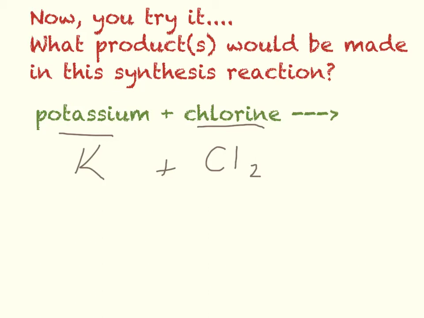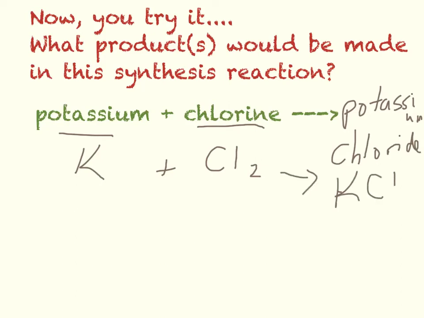So hopefully you came up with combining potassium with chlorine would give you a molecule of potassium chloride. There's our metal. I'm going to run out of space. We're going to change the ending to "ide" because it is an ionic compound. And we would crisscross their charges. They both have a charge of 1, and we would get KCl. And ultimately I would want you to balance this.